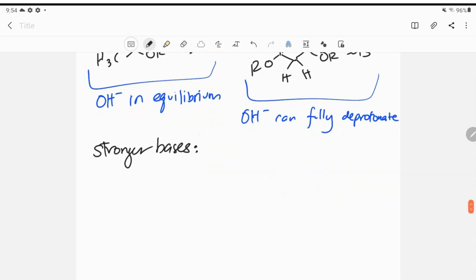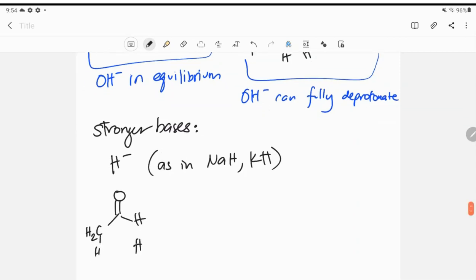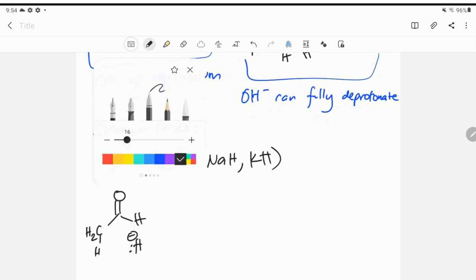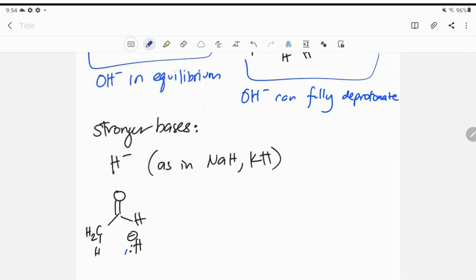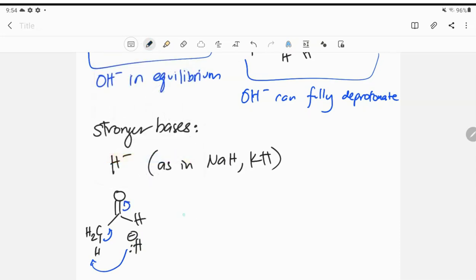So our stronger bases here are going to be H minus, as in the form of NaH or KH. Remember that H minus as a base, remember it's never a nucleophile, it's always a base, comes in here, kicks up our proton. This is not reversible.